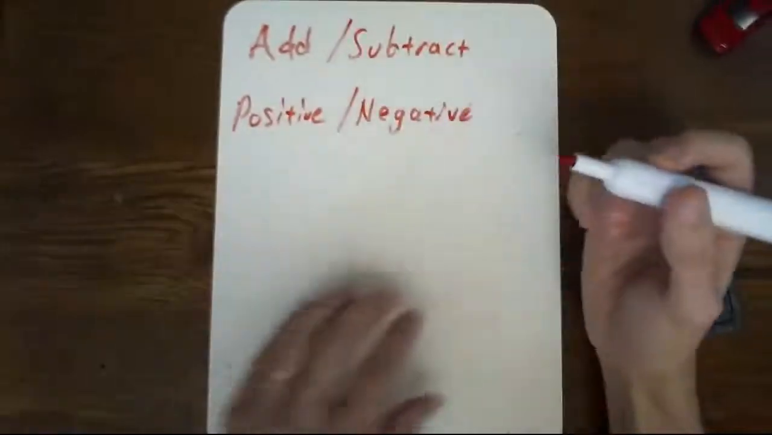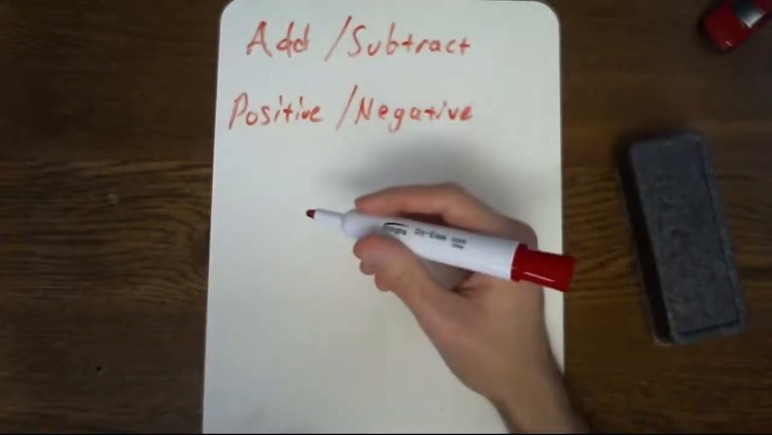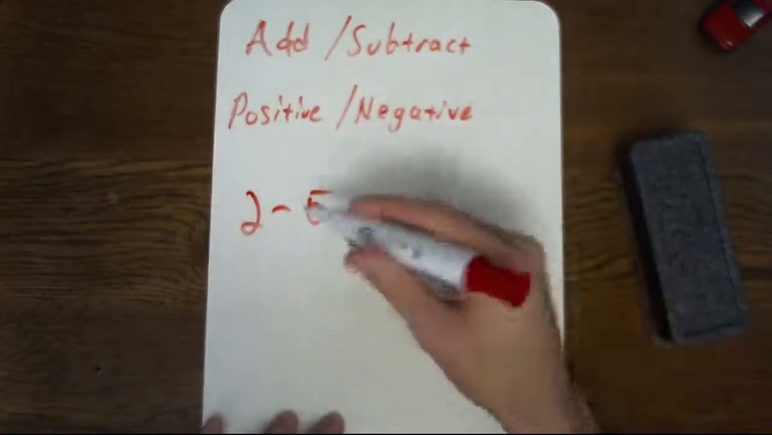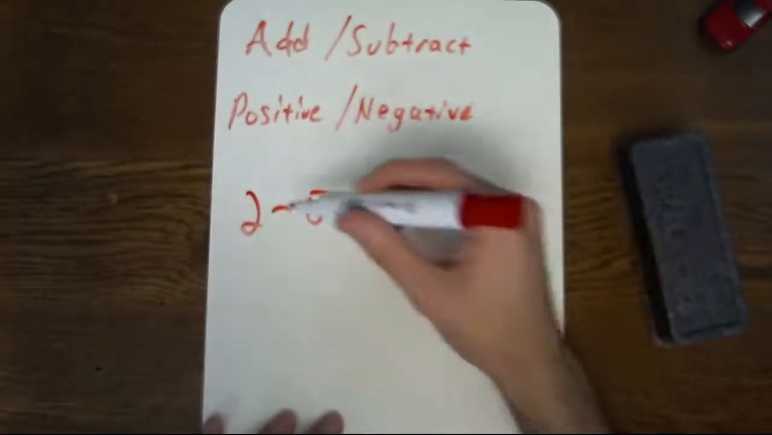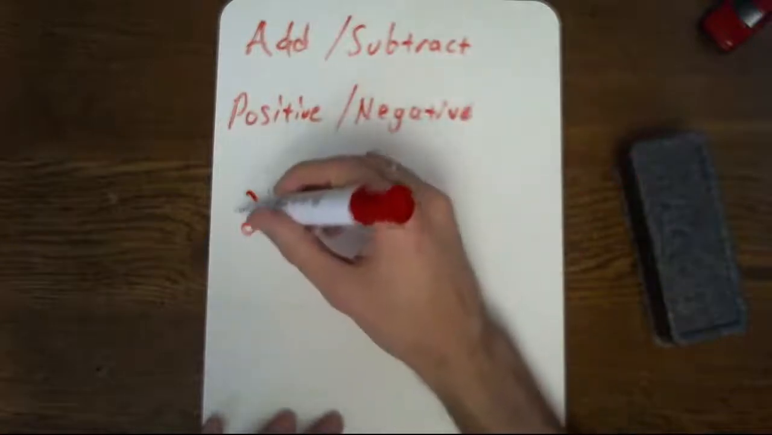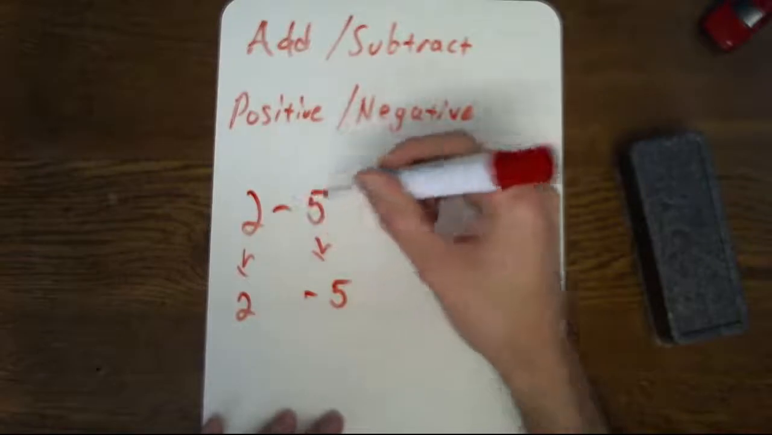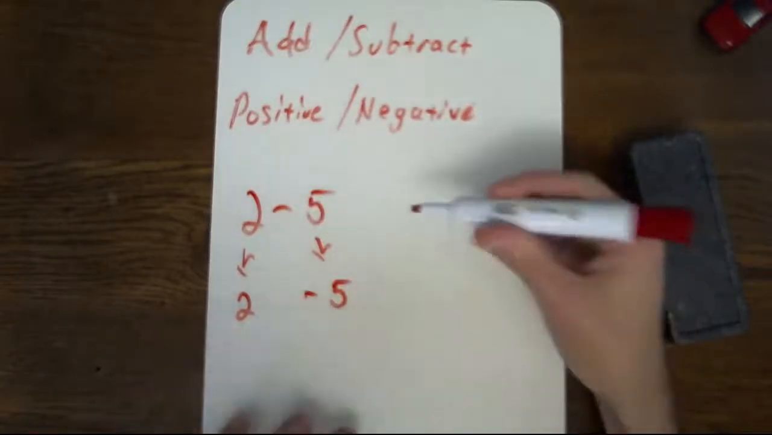And a lot of people that have learned the keep change change way have been confused, if they understood it before. I was. So like 2 minus 5. All right. So the Pearson way is keep, change, but you know what? I just noticed that this is a positive 2.